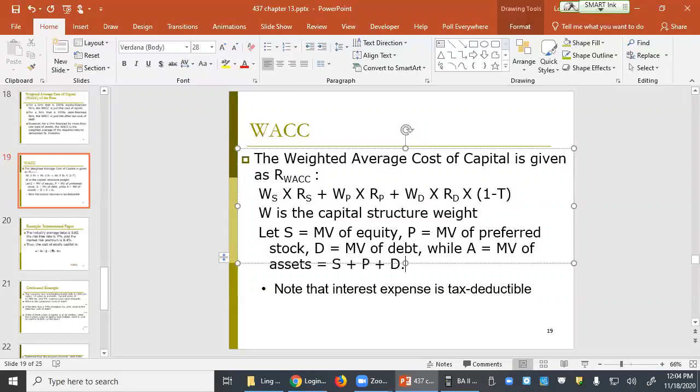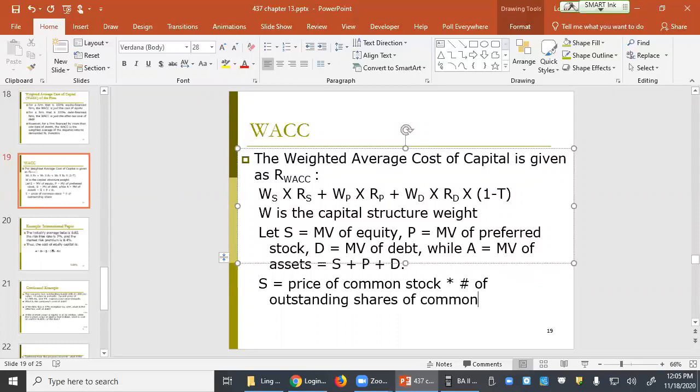And in the first numerical example, those market values are given to us. But what if they are not given to us directly, which means we'll have to calculate them? Then let's talk about how we calculate them. So here, S, the market value of equity, if it's not given to us directly, we can calculate it by using the price of common stock per share multiplied by the number of outstanding shares of common stock.